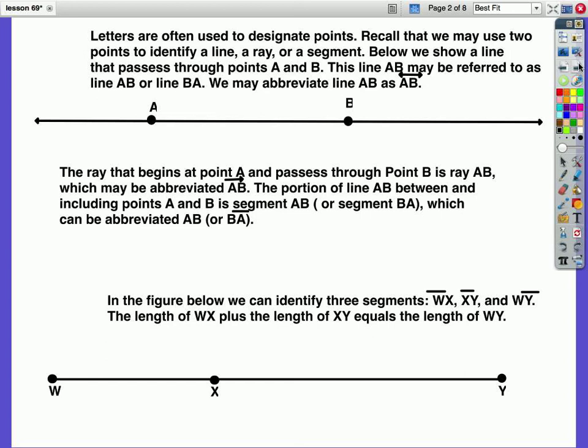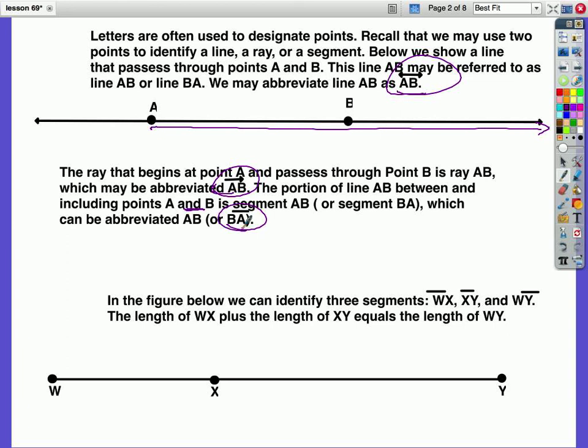We may abbreviate line AB as AB with a little line over it, like we have right there. So the ray that begins at point A and passes through point B is ray AB, which may be abbreviated AB with an arrow going to the right there. And the portion of line AB between and including points A and B is segment AB or segment BA, which can be abbreviated AB with a line over it, like that.